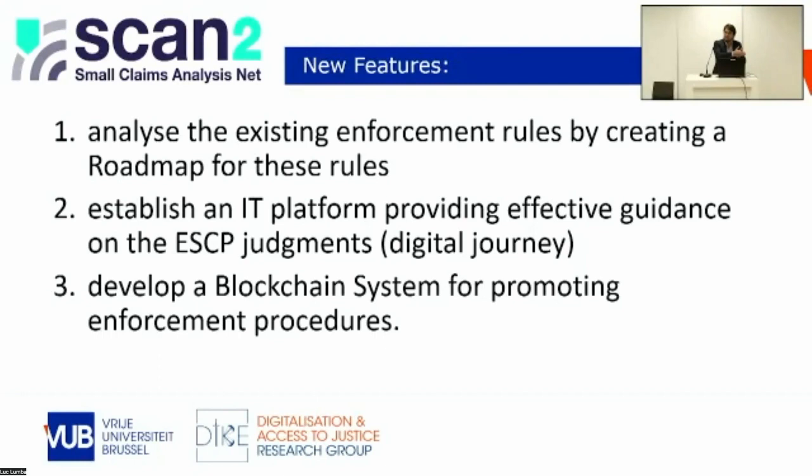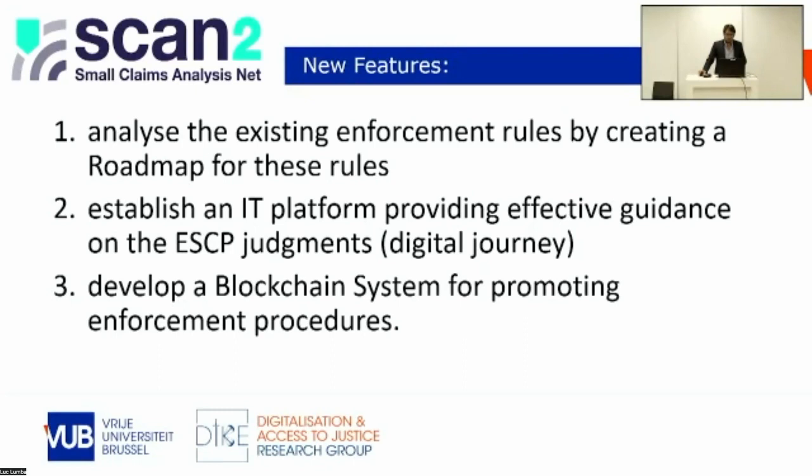That's what, in discussion with Gregory and other common friends, led us to the idea of this kind of digital journey, where we guide the parties from A to Z. And if they go through a small claim procedure and a judge gives a verdict, the verdict will not just be given to the parties on a piece of paper, but will be on a blockchain system. So it will be available for the parties whenever they need it, in any member state, when and where they need it.